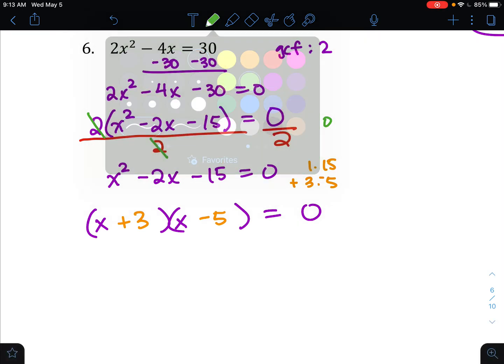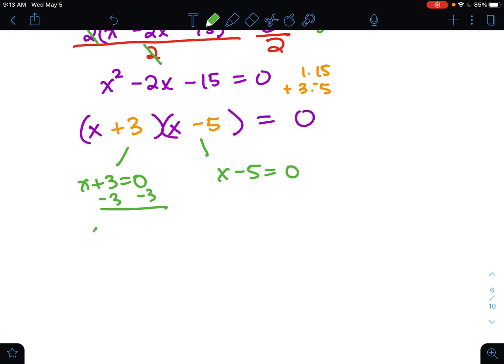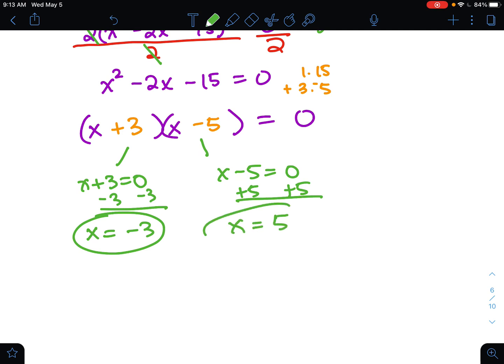Okay, we are ready to solve now. Separately set them equal to 0. So take away 3, take away 3. So it looks like I get negative 3 as one solution. Add 5, add 5. So I get positive 5.